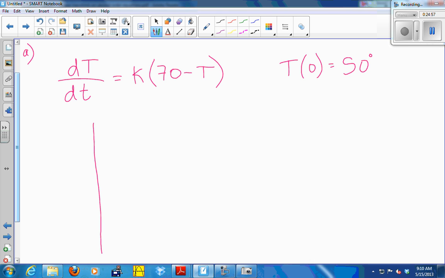I'm going to put in any equilibrium points on it. And to find equilibrium points, we set the equation to 0, any place where dT/dt is unchanging. So I set k times (70 minus T) to 0, and I get T equals 70.